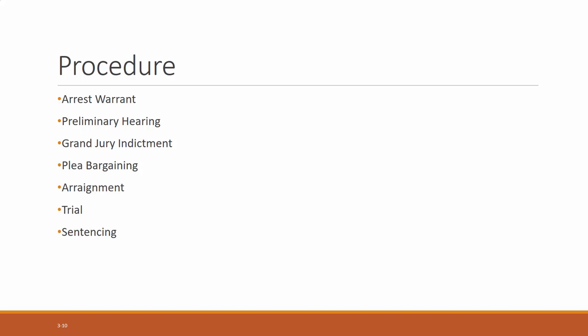Okay. After that, there's what's called a grand jury indictment. A grand jury is a group of citizens who are serving on a grand jury. They don't decide if you're guilty or not. They just look at the evidence the police provide and say, is there enough information here to charge this person with a crime? So it's a fairly low standard. It's not like a reasonable doubt type of standard. It's just, is there enough to charge them?